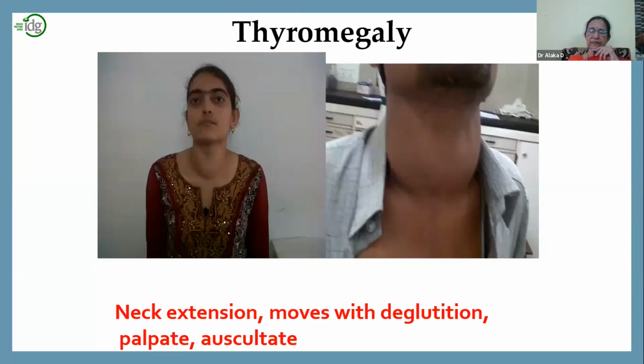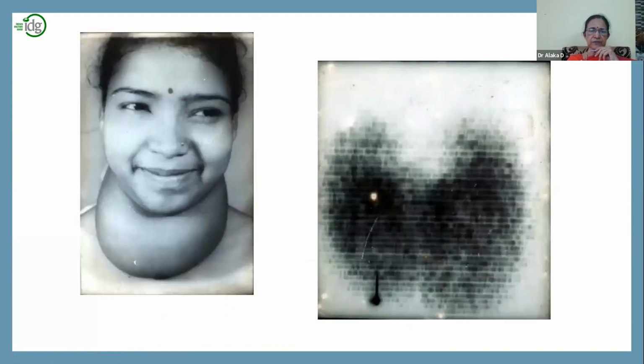But for that, you ask the patient to swallow. And when the patient swallows, this lower part of the thyroid, if you can reach the lower margin, then you don't suspect a retrosternal extension. But if you can't reach the lower margin, that means that thyroid is extending. So you will percuss here on the manubrium. If there is a dull note, suspect that there is a retrosternal extension.